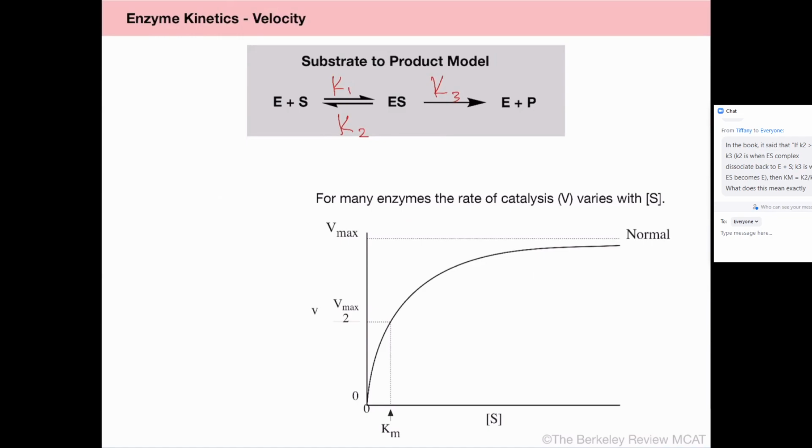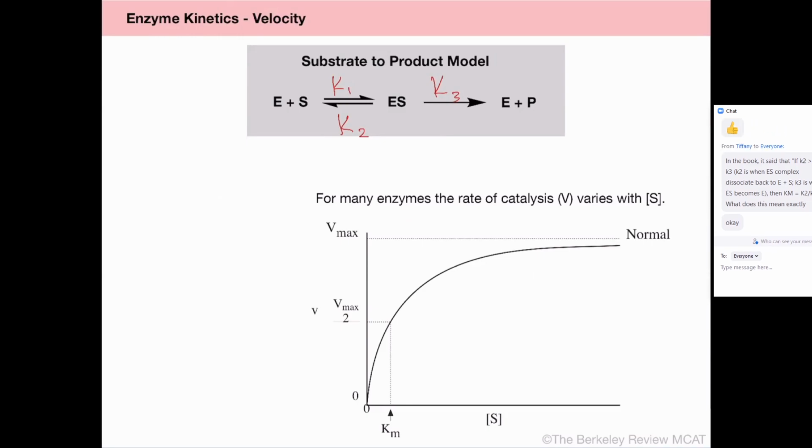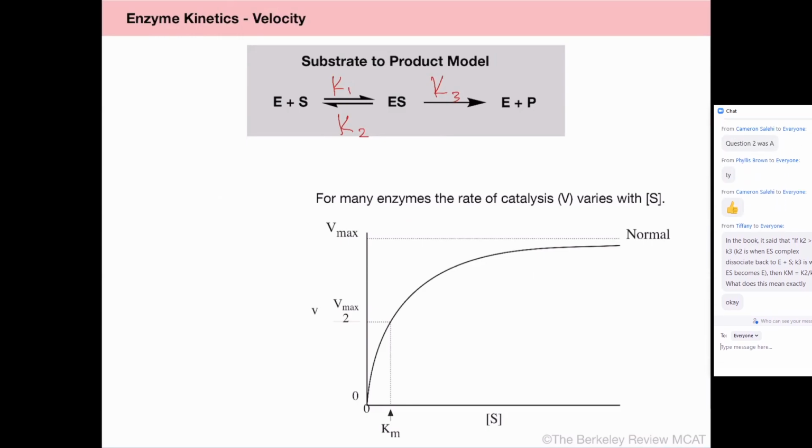Okay, Tiffany, you're getting way ahead. We're going to cover that coming up here soon. So we're just slowing down here, defining our substrate to product model, and labeling each of these arrows as these rates K1, K2, and K3. Again, for a biological system, we're going to assume that our enzyme concentration is fixed. And because of that, for many enzymes, the rate of catalysis V is going to vary based on the substrate concentration, and you'll get this nice parabola.